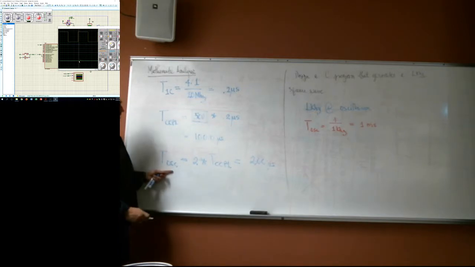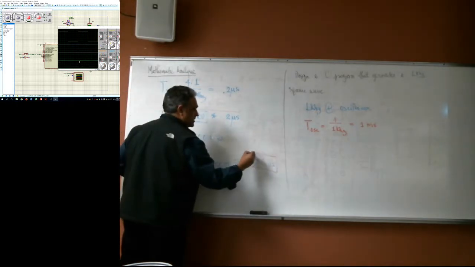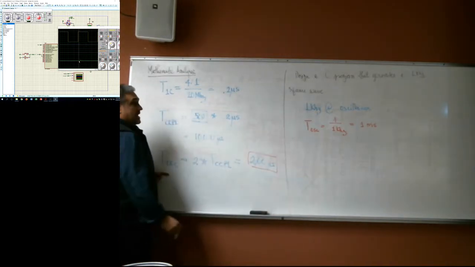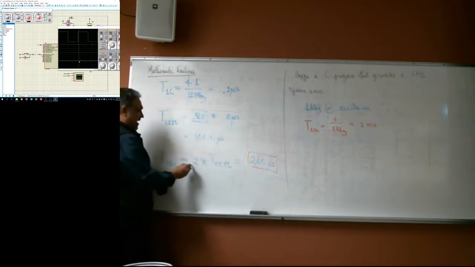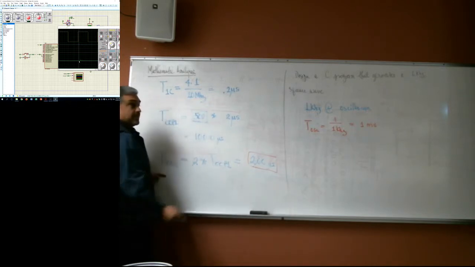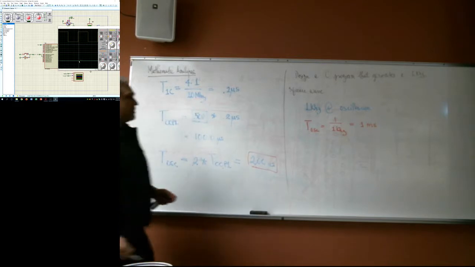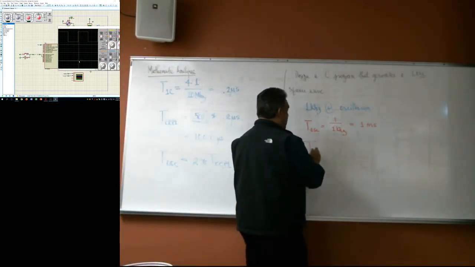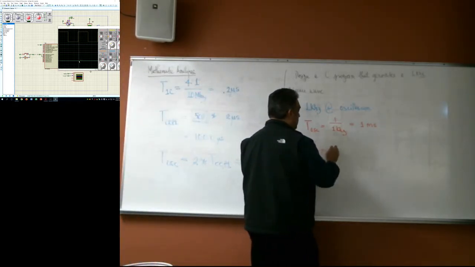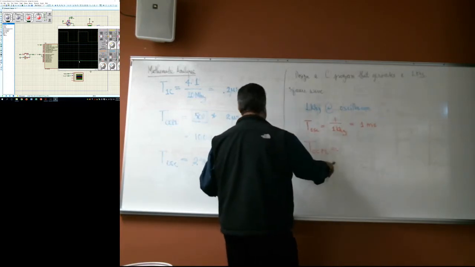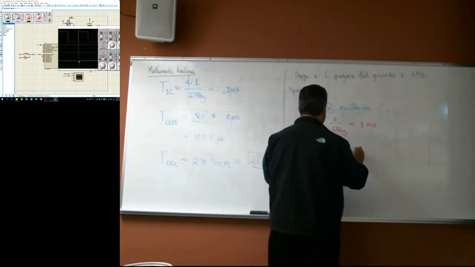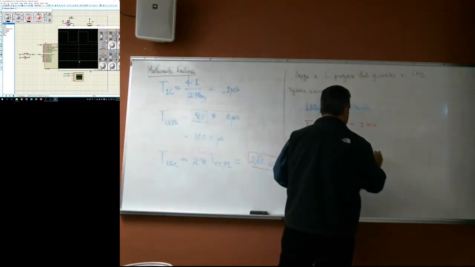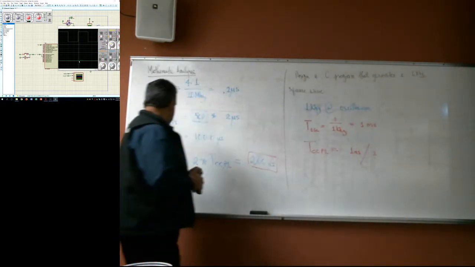So I'm sitting right there. If you take 1 millisecond and you divide it by 2, you get TCCP, right? So if you want to know how often I need my TCCP1 to interrupt, that's going to be equal to 1 millisecond divided by 2. See that?